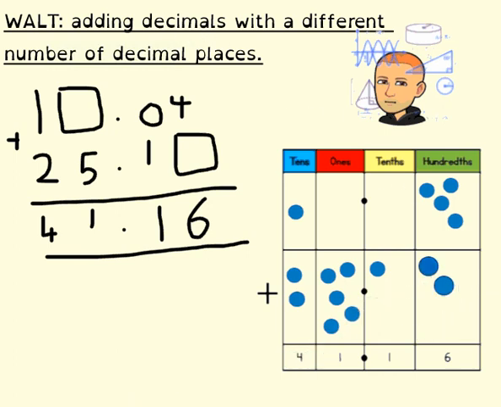4 add 2 is 6. 400 add 200 is 600. So far, so good. It's not getting very complicated, Mr. Mills, I hear you say. Just wait.